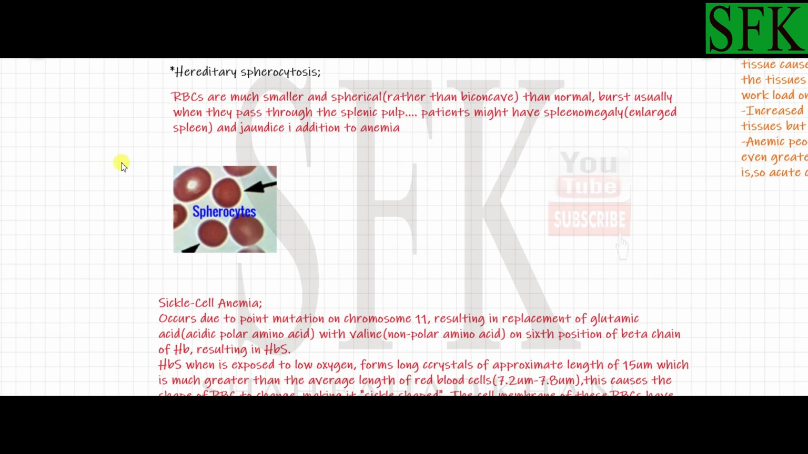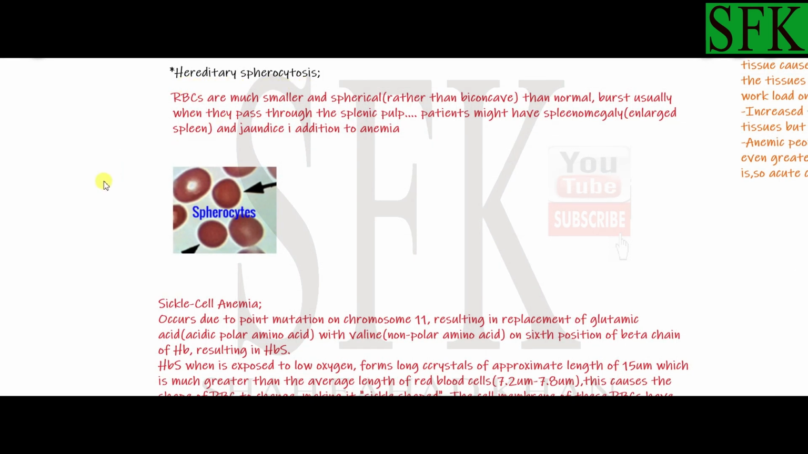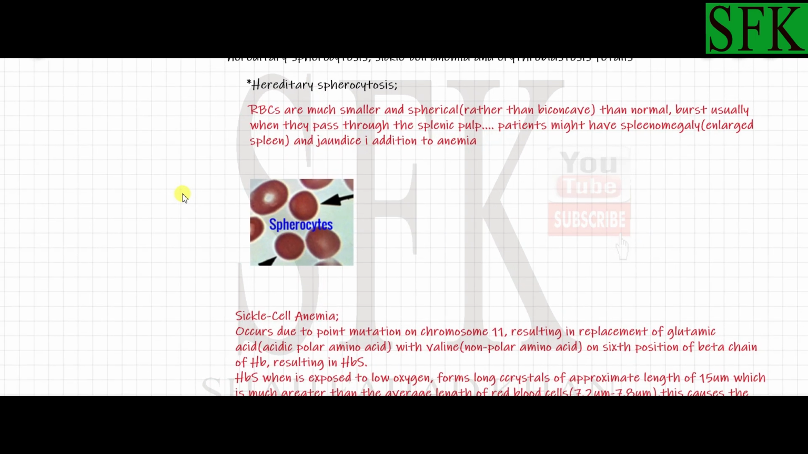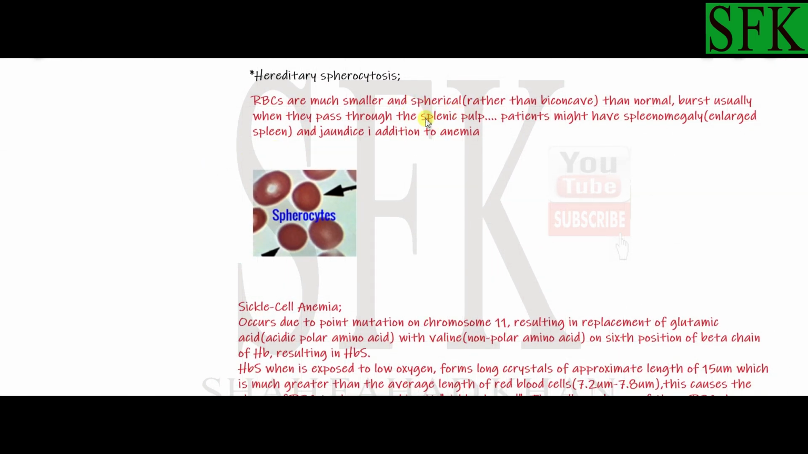Let's talk about the first one, hereditary spherocytosis. In this case, the RBCs which are formed are much smaller and spherical in shape rather than the normal biconcave disc shape. Since they have a delicate cell membrane, they usually burst when they pass through the splenic pulp. The spleen, as you know, contains tight junctions, which is where the burnt out or delicate red blood cells are destroyed. These small spherocytes, when they pass through the splenic pulp, are destroyed and ruptured.